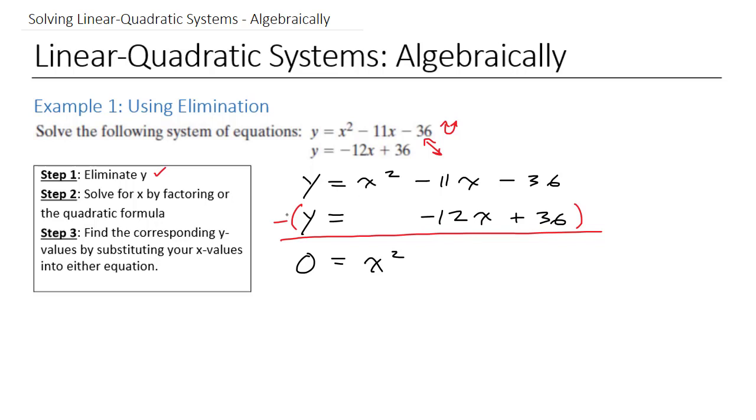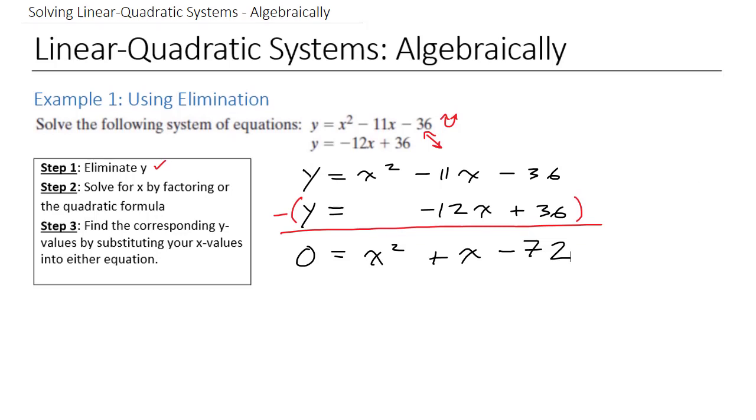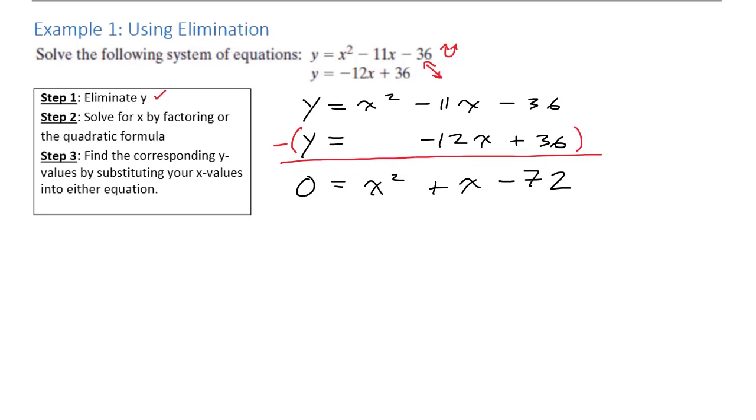Negative 11x minus negative 12. So to be careful here, minus negative 12, we're actually adding 12. So negative 11x plus 12 is just plus x. And same thing, we've got negative 36 here minus positive 36, so it's going to be negative 36 minus 36, which is negative 72. All right, so now we have a new quadratic expression, and from this, we can determine what our points of intersection are going to be. So we've got step 1 done.